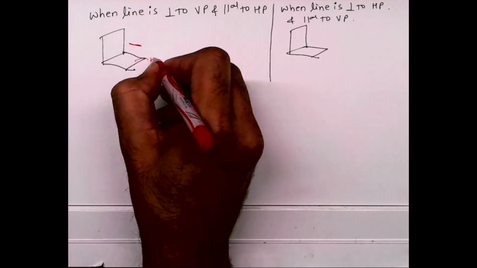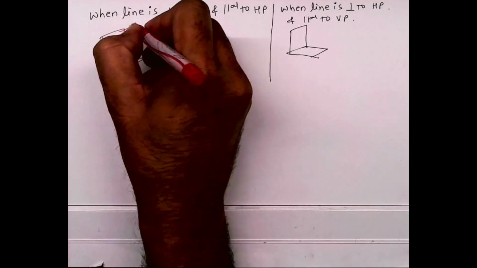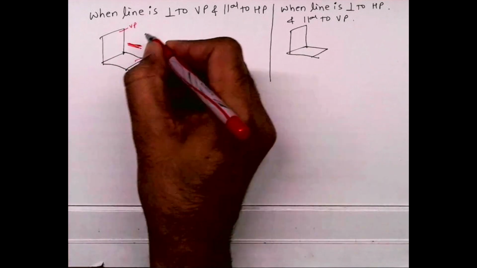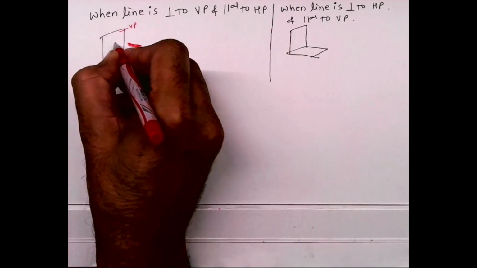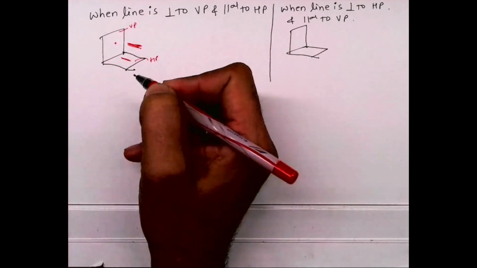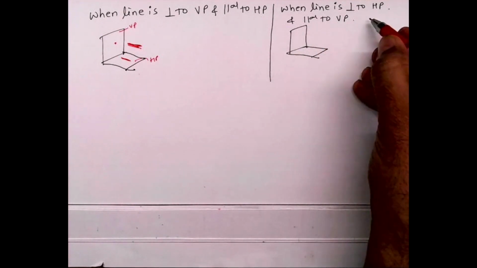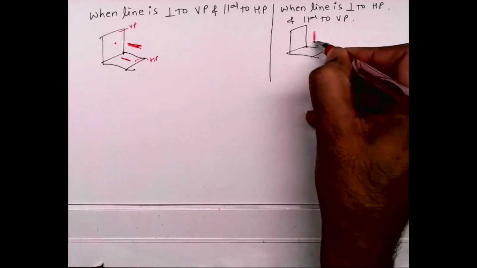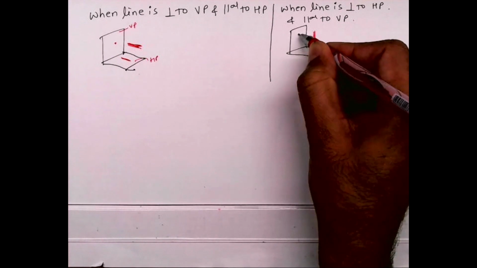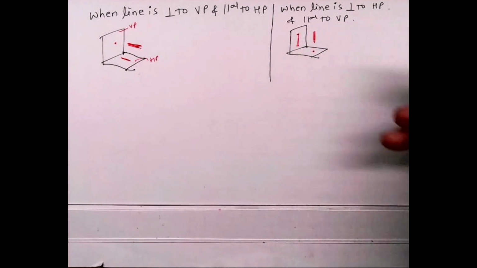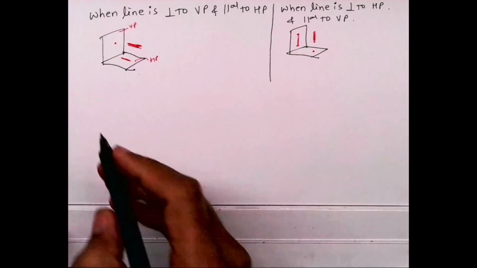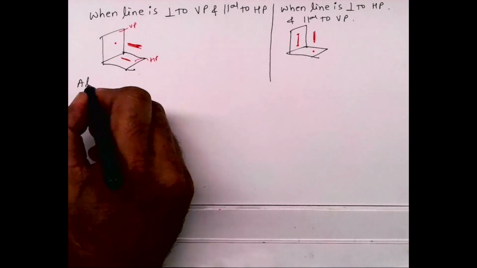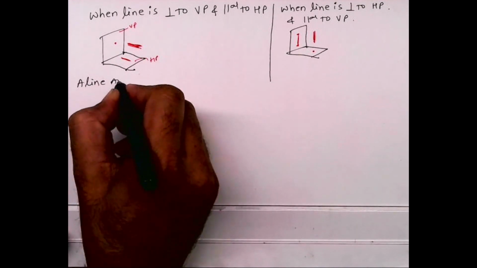So when you see from the front, this is HP and this is VP. When you see from the front, you will see only a dot. And when you see from the top, you will see a line. Same way in this, where the line is perpendicular to HP, when you see from the top, it will be a dot, and in front view, it will be a line. So this is what we need to draw. I'll explain it with an example.